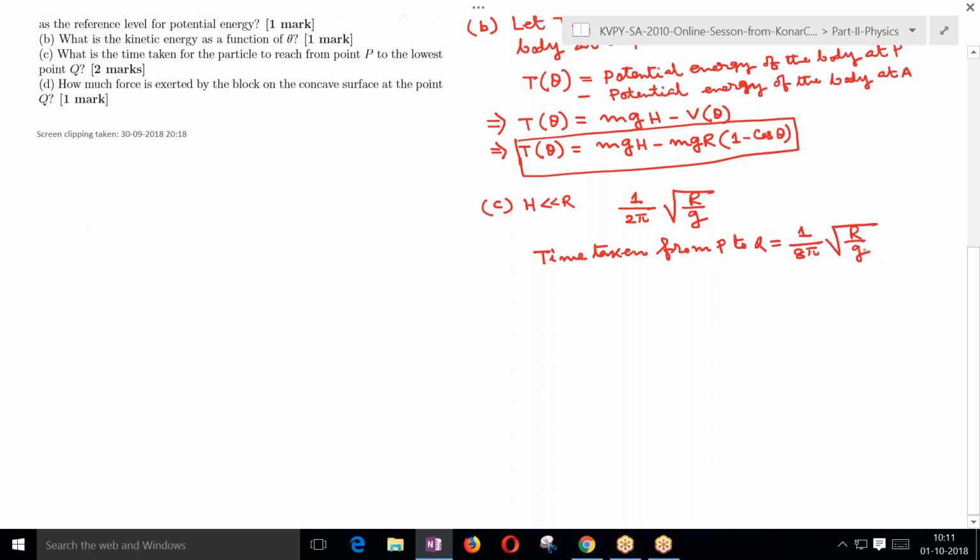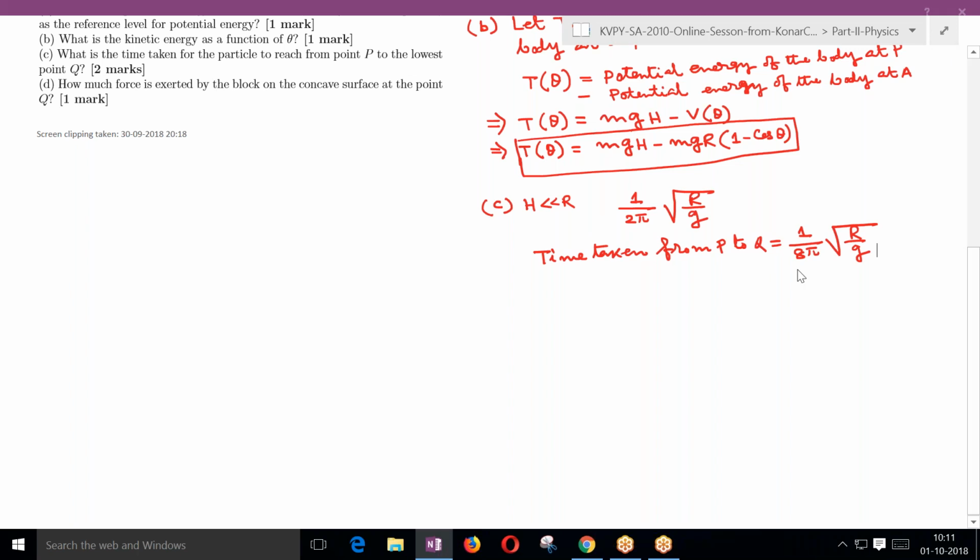I got a question. What is that? 2 pi into r by g, that is the time period. That is the frequency, right, Pratik? Okay. That's the time period, no, sir. Time period is 1 by 2 pi into square root of r by g. Look into it. In case of any difficulty, we can discuss.